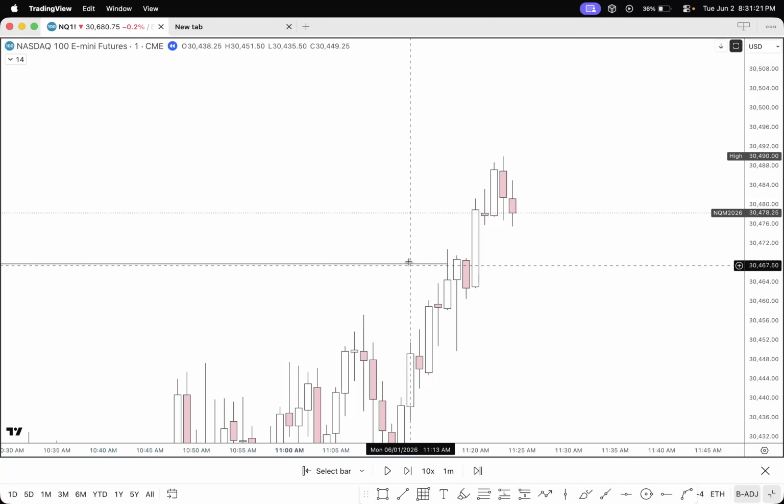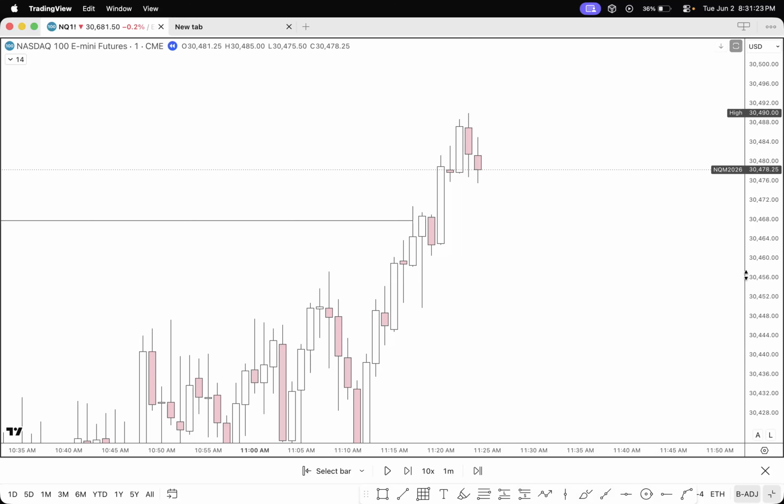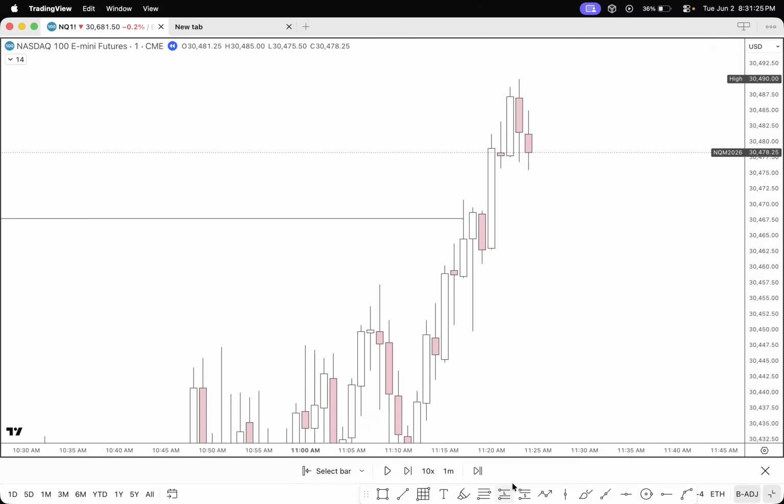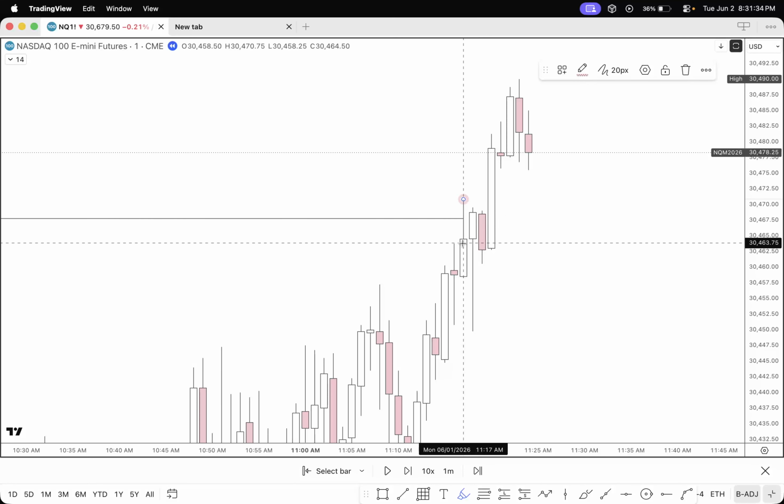right? Because this is a resistance, and we're expecting swing highs at the resistance, and we actually do get a swing high, right? This right here is a swing high because there's two lower wicks. This is a swing high, and we got the reaction from it, reading the price action of the candlestick.